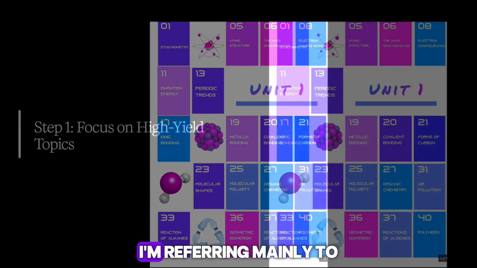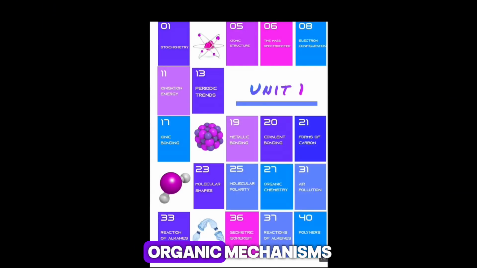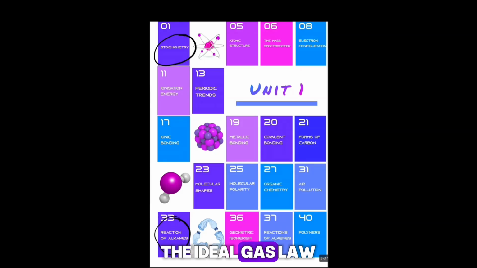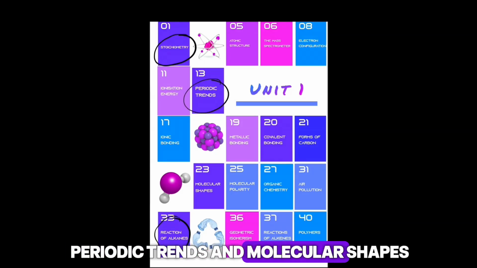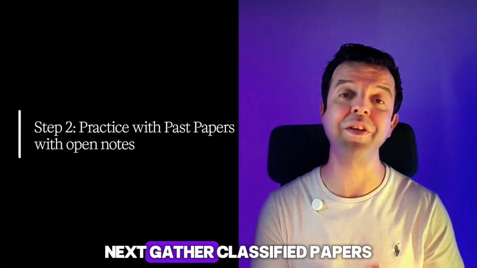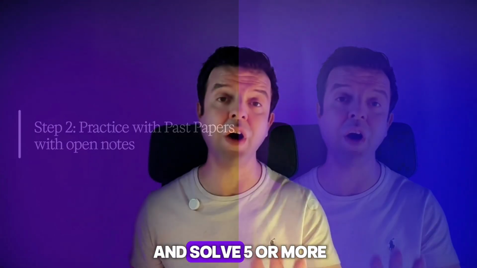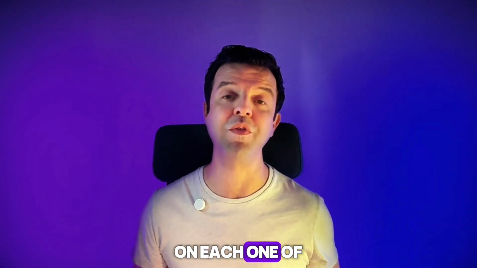You'll begin by securing the high-yield topics. I'm referring mainly to organic mechanisms, the ideal gas law, periodic trends, and molecular shapes. Next, gather classified papers and solve 5 or more on each one of these topics.